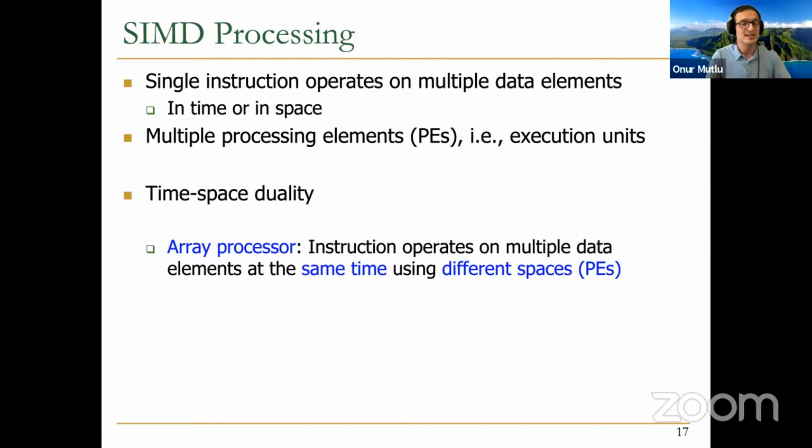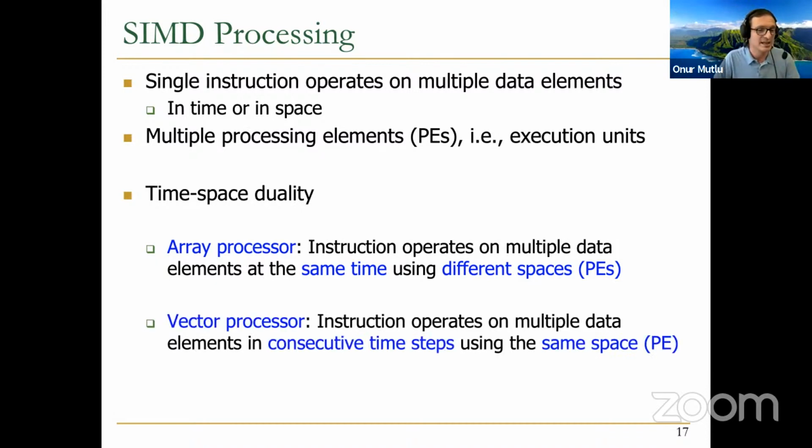In an array processor, the instruction operates on multiple data elements at the same time, using different spaces, basically. Space is called a processing element in this case. We will see an example of this. Basically, if you want to operate on 1 million element vectors, maybe you have 1 million processing elements. Okay, and then you can do the same operation at the same time on all elements. A vector processor is more frugal, meaning you need less hardware. The same instruction operates on multiple data elements in consecutive time steps using the same space. Now you're very frugal because you're using the same processing element, but you're using it for different data elements to execute the same instruction over time.